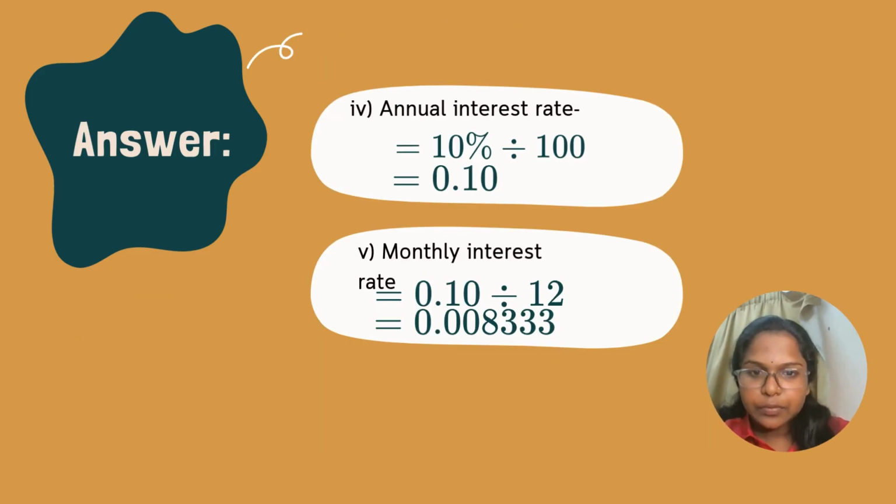So for the annual interest rate, we need to calculate 10 percent divided by 100. So we will get 0.10. And for the monthly interest rate, the 0.10 we need to divide by 12, which is 12 months. So the answer is 0.008333.